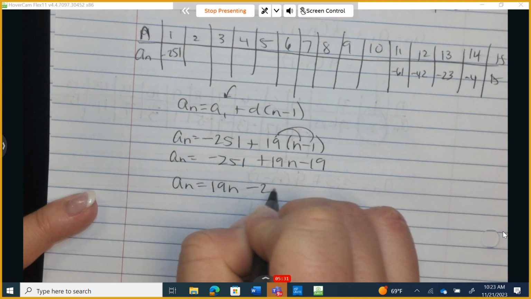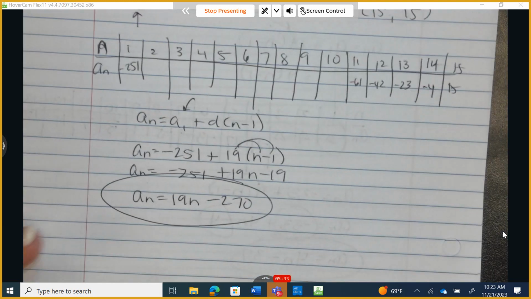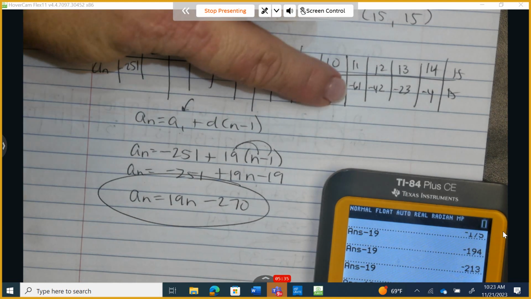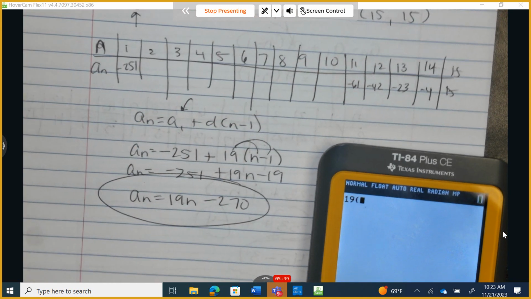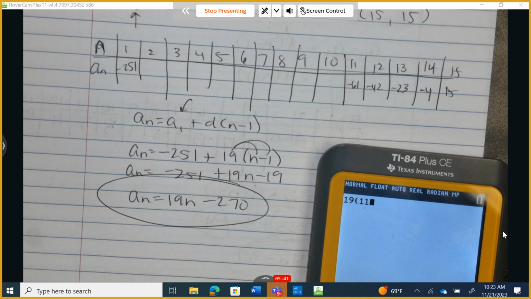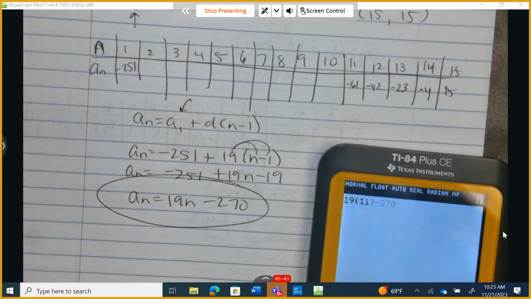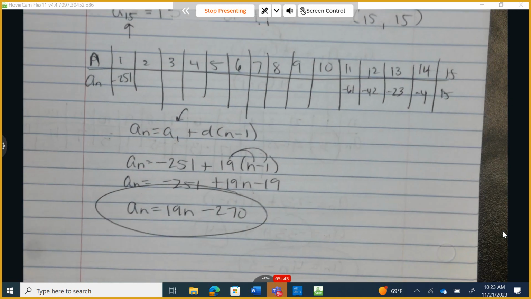So how do I check to see if this is correct? Well, let's check and see. If I plug an 11 into this equation, I better get a negative 61 if I did it correct. 19 times 11, subtract 270, gives me a negative 61. I'm confident this is the answer.